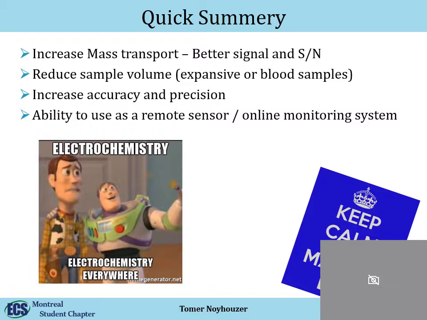So, a quick summary of the things we talked about so far: why do we need to use electrochemical flow systems? They increase the mass transport, so they give us better signal and a better signal to noise ratio. You can reduce the sample volume, so if you're using expensive samples, you don't need to use all of it. They increase the accuracy and precision. They also decrease human error, if you automate it. And you have the ability to use it as a remote sensor or for online monitoring, and again, this is a big issue. This is the future. All the water companies want to have some online monitoring. All the processes in industry have to have some online monitoring to make sure that everything is correct. So electrochemistry can play a big role in that.